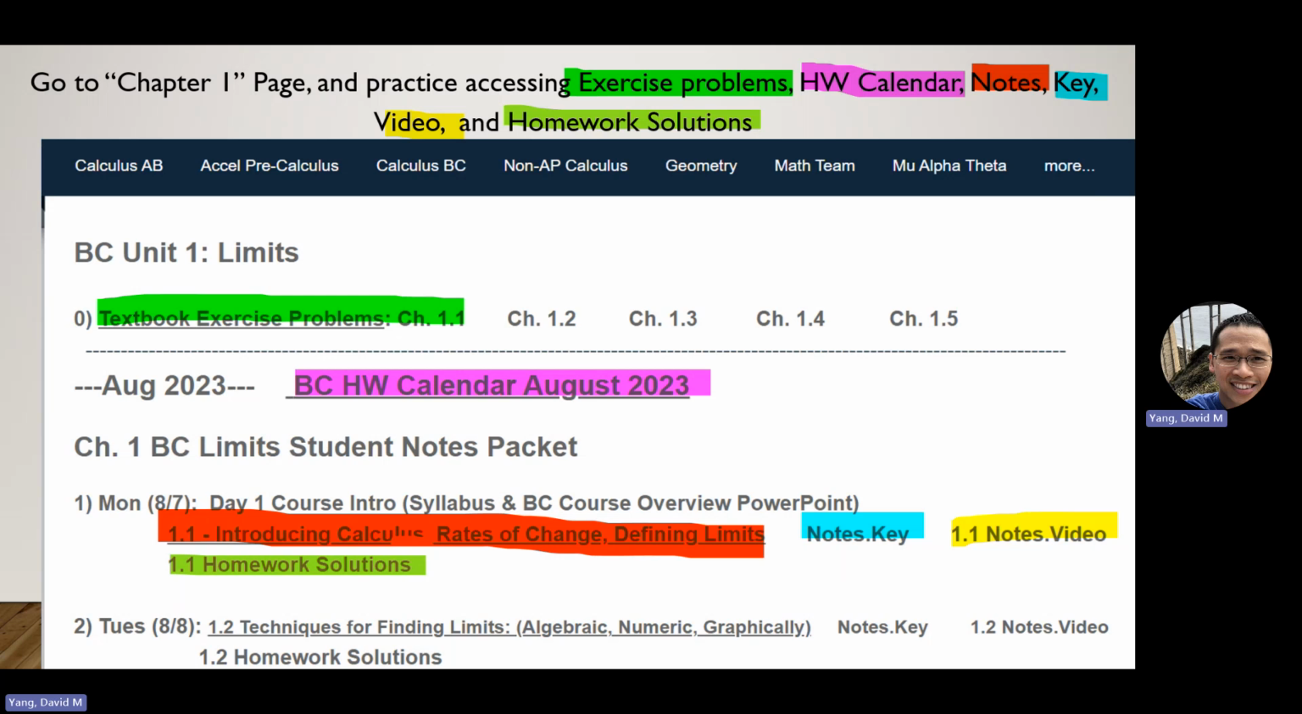Any keys for your homework, I'm going to put on this page. Any links to daily videos, I'm also going to put on this page as well. So I'll walk around and have you show me that you can get to this page. Again, just do this if I didn't teach you last year. If you're new with me, then show me. Otherwise, don't worry about it. All right, so again, mryangteacher.weebly.com. Click on that Calc BC and show me that you can get to that Unit 1 limits page.